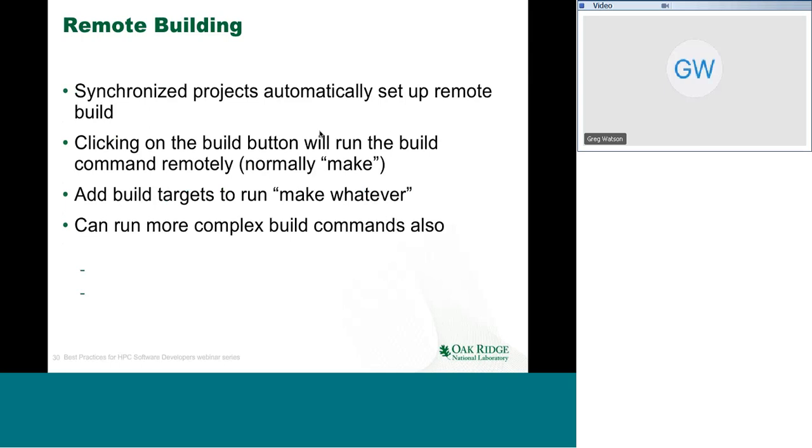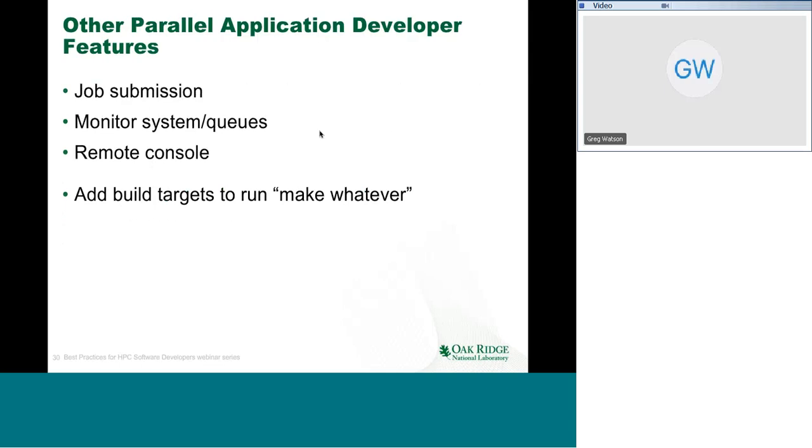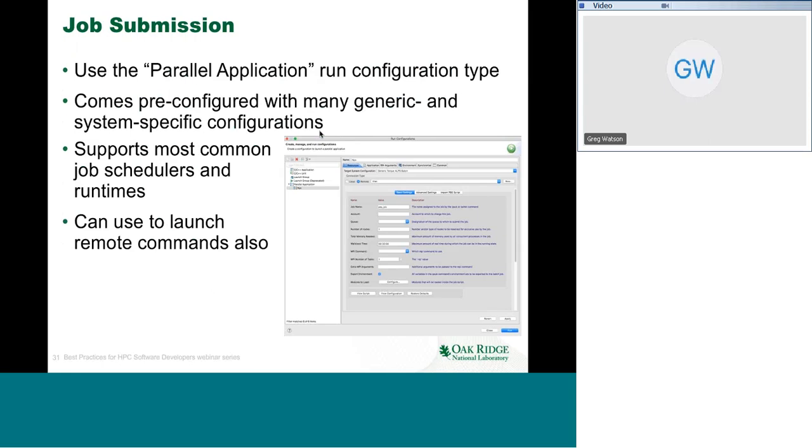Once you set up a synchronized project, you can automatically build. Eclipse will run a make command on the target system for you automatically across an SSH connection. You can do job submission. This is a view of the job submission configuration type, and there's support for many job schedulers. So Torque and Slurm and everything are already supported.